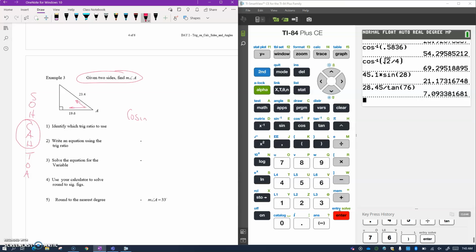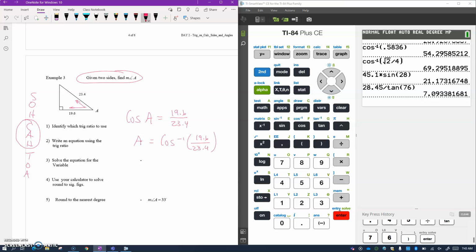So cosine of A equals, and it's adjacent over hypotenuse, so 19.6 over 23.4. Now I'm going to use the inverse trig, like that second calculator skill that we had. So A equals cosine inverse of 19.6 over 23.4.